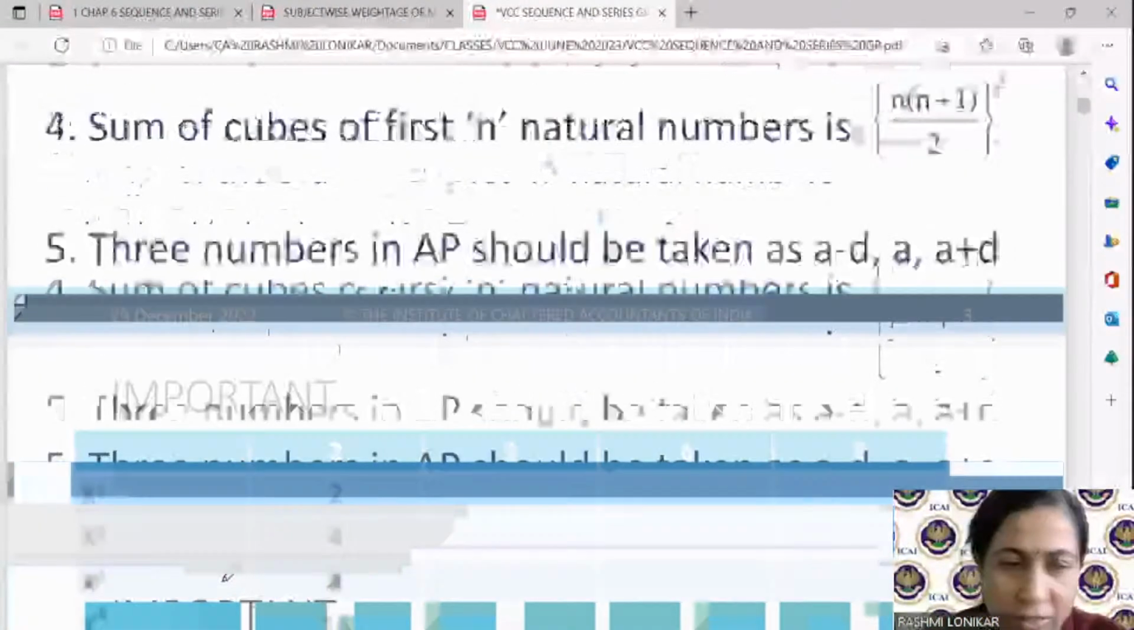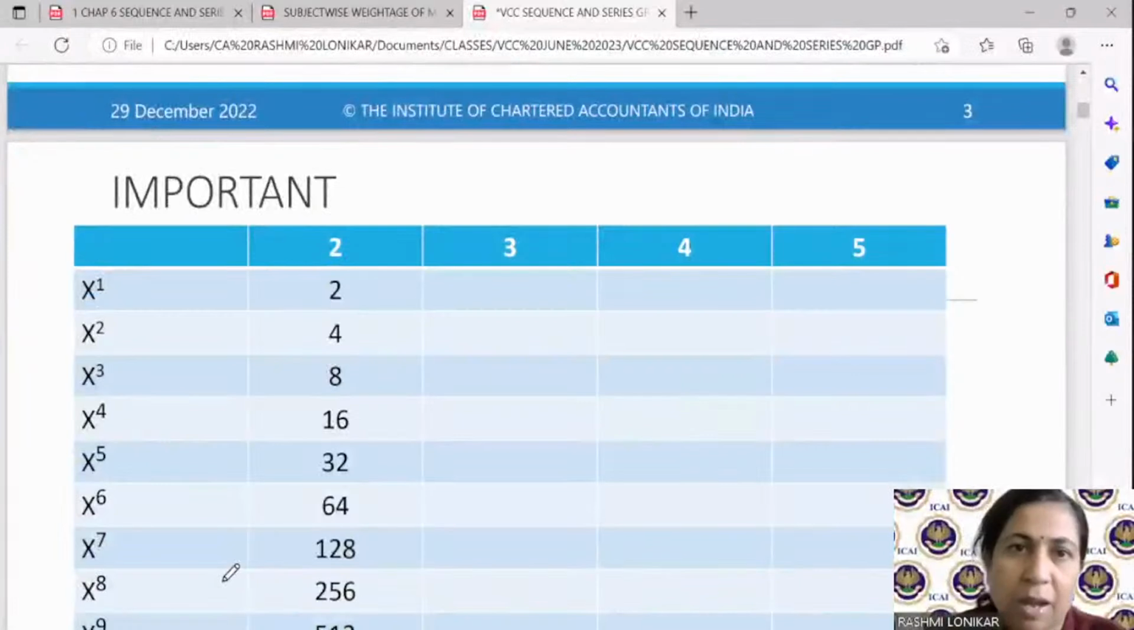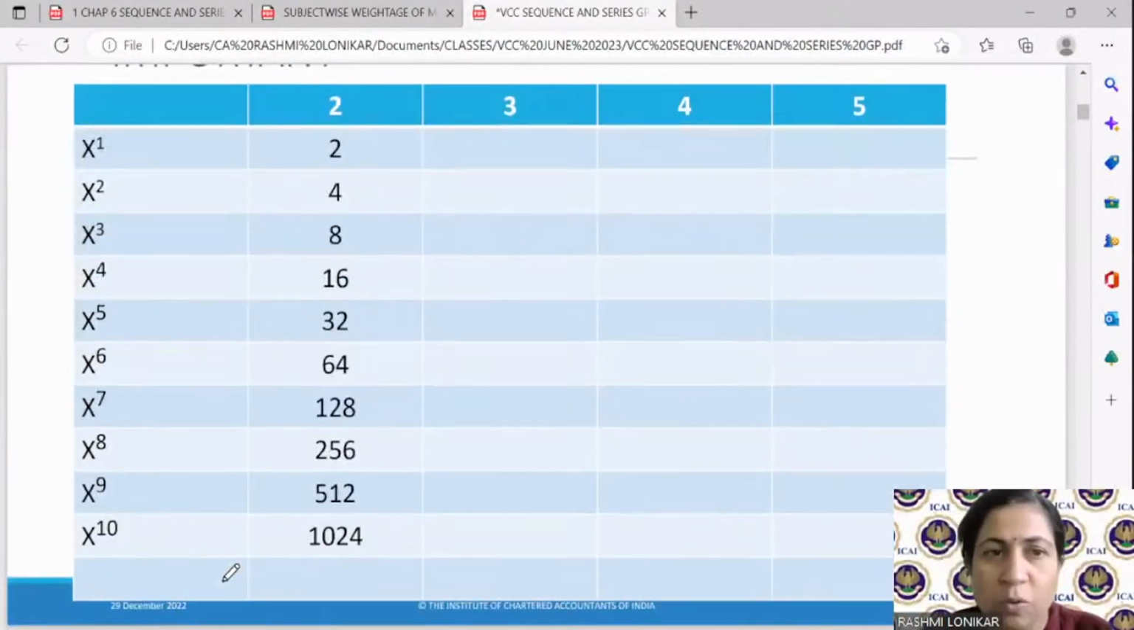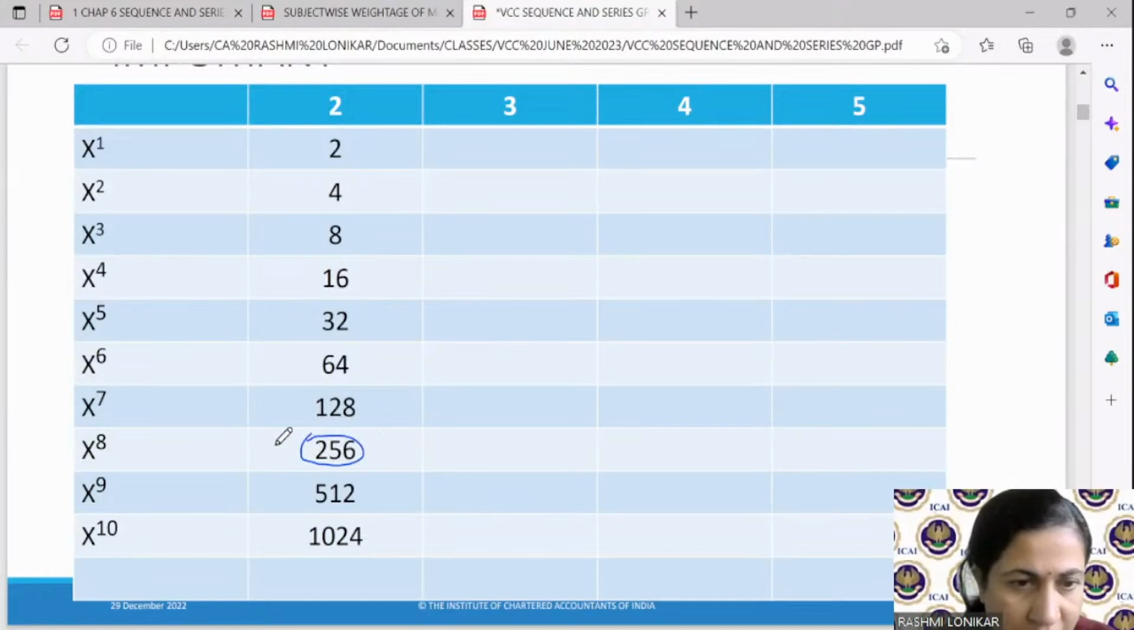So let us now go to GP. And before we do that, there is this very important thing that you should know. Please make a chart so that at least for these numbers 2, 3, 4, 5, you quickly remember. When you see a number, suppose I see 256, it should click in my mind that it is 2 raised to 8. So suppose I see this number 256, it will quickly help me understand this is nothing but 2 raised to 8.